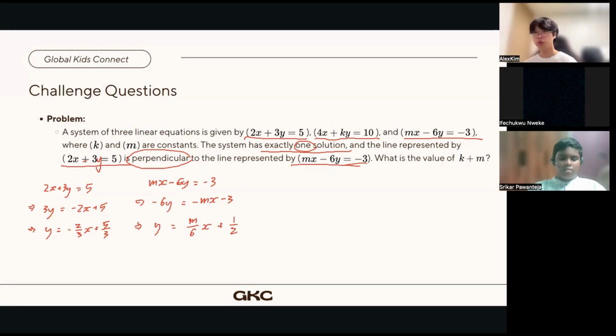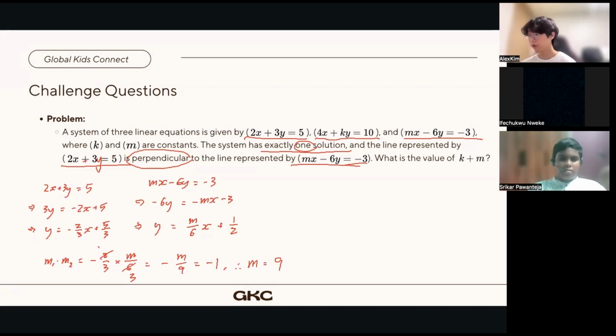So if we know that the two lines are perpendicular, then, like we said, m1 times m2 will equal -1. And so we'll try that with -2 over 3 times m over 6 equaling -1. We can simplify this multiplication by dividing by 2, so we get 3 on the bottom and 1 on top. So negative m over 9 should equal negative 1. And therefore, the variable m has a value of 9. So we found the first part of our answer, the value of m.